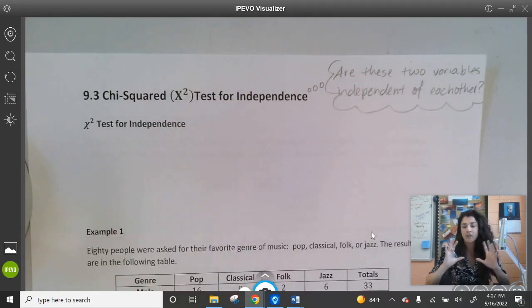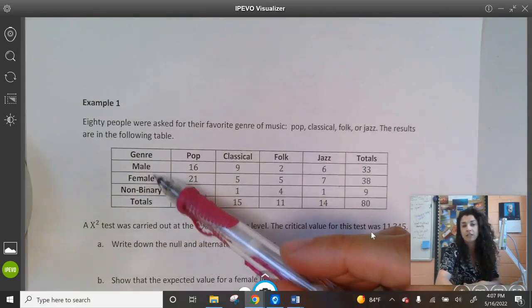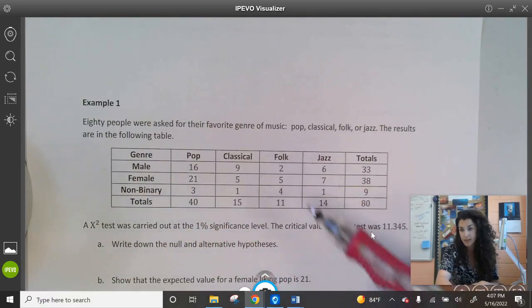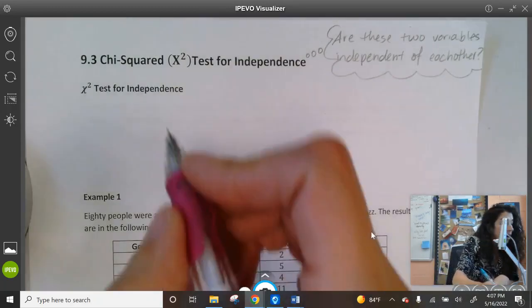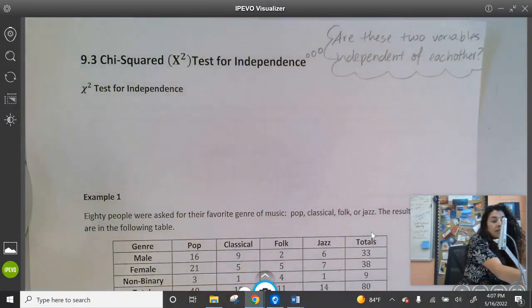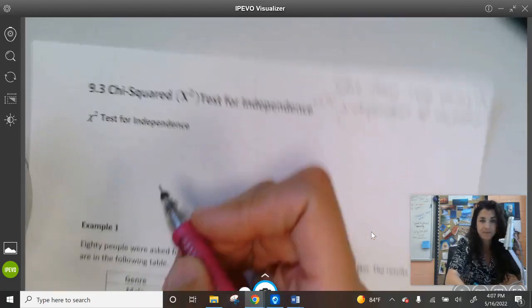So the main idea is, okay, are these variables influencing each other at all, right? In this case, they're trying to figure out, is gender influencing the type of music that you have a preference for, right? So we're trying to see if there's any type of relationship between these two different variables. Our null hypothesis is always going to be that those two variables are independent.